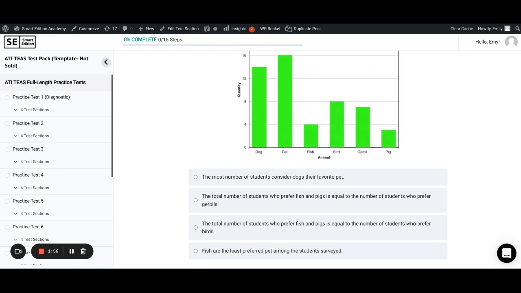The answer is B. The total number of students who prefer fish and pigs is equal to the number of people who prefer gerbils. This is just a matter of looking at the data, going through each one of these options, and seeing which is true. So for example, it would not be D because D is not the least preferred, pig is, etc. So the best way is just to read each answer choice, look at the graph, and determine if it is true or false.